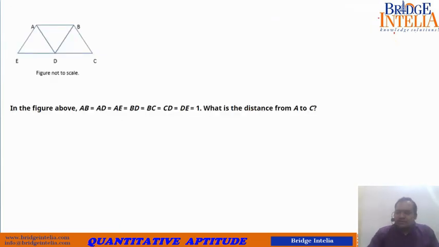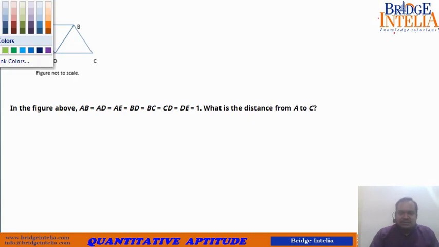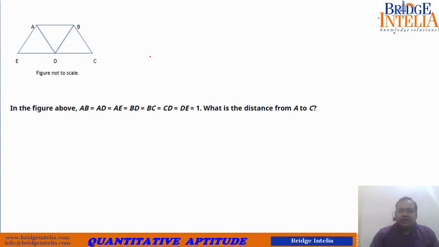Now let's see this one. So in the figure above, AB is equal to AD is equal to AE, and so on and so forth. So each of these lengths is given to be equal to 1, and we have been asked to find what is the distance from A to C. So basically this information can be translated as that all these three triangles are equilateral triangles having each side equal to 1 unit long. So we have to find the distance between A and C.